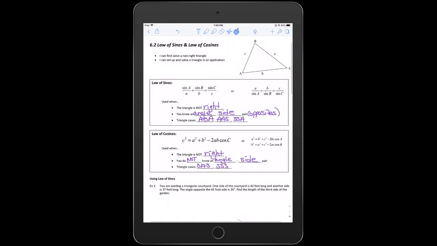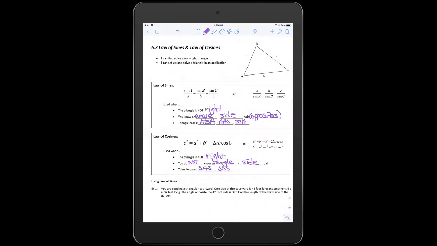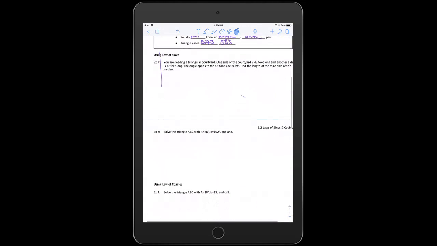This example is going to deal with the law of sines. So we're looking at this right here. Hopefully you have this in your notes already. Otherwise, jot that down. I'm going to look at example 2 in the notes on your second page.